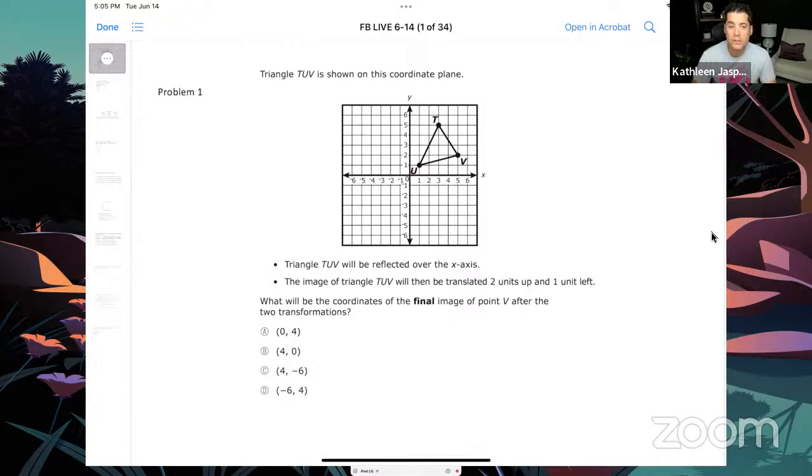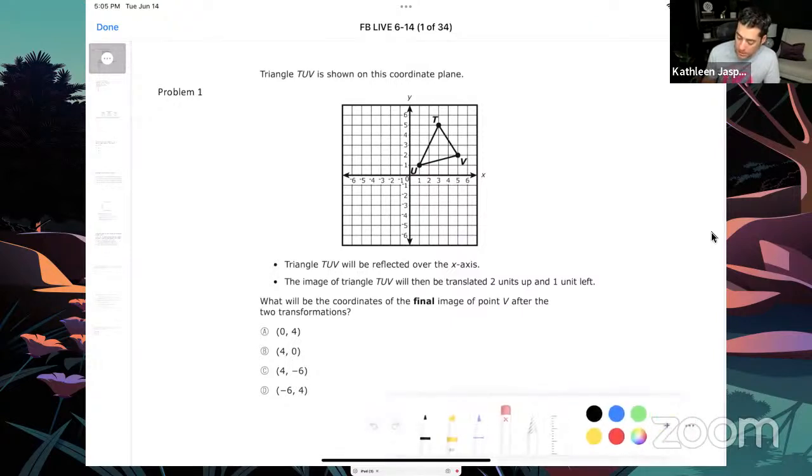This first problem says triangle TUV is shown on the coordinate plane. Triangle TUV will be reflected over the x-axis. The image of triangle TUV will then be translated 2 units up and 1 unit left. What will be the coordinates of the final image of point V after the 2 transformations? So that's what this is called. Whenever you're moving something in the coordinate plane, specifically these shapes, it is called a transformation. So it's a geometry term.